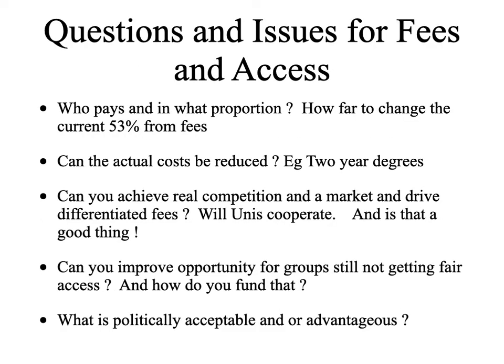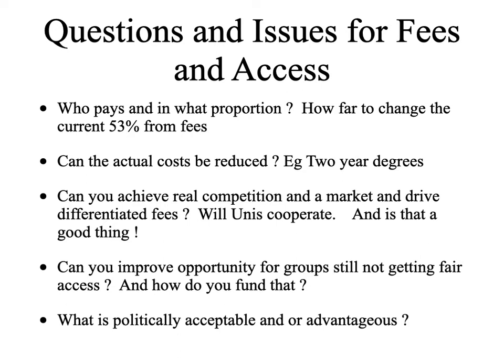So some of the issues we might want to reflect upon, you might want to think about, as I said at the beginning as the final part of our talk, is what would you do? What would be your priorities if you were trying to sort out student fees and access to university? Who pays what and in what proportion? Is it right to change from the current 53% or so that university budgets receive from fees? Should that be lower with lower fees, or should it be higher with an increase in fees?